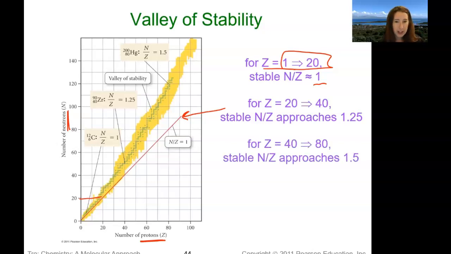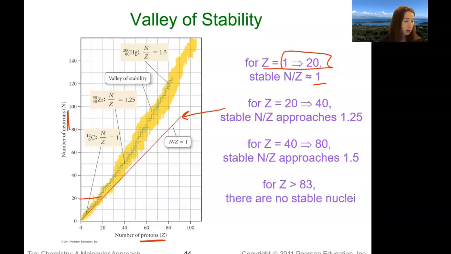And we're going to talk about what this means in just a second. When we go from 40 to 80, so periods 5 and 6, the stable ratio is about 1.5, and above 83, there's nothing stable, right? That was polonium, so starting at 84, everything's unstable after polonium, and everything's going to degrade via some sort of transmutation.